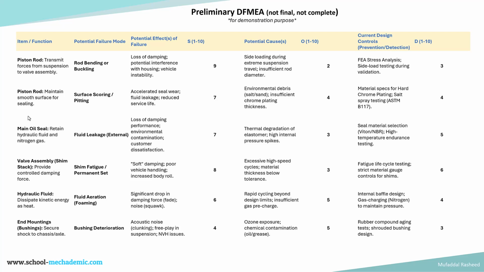So if we just have a look at the second line, again we are dealing with the piston rod. Here the function is maintaining smooth surface for sealing, that is the internal function of the rod. The rod should have a smooth surface for sealing. Potential failure mode is that the surface is being damaged, it is having scoring or pitting. The surface finish of the rod is not up to the mark. So that will cause accelerated seal wear because of the scoring and pitting on the rod surface. Fluid leakage will be a result, and reduced service life.